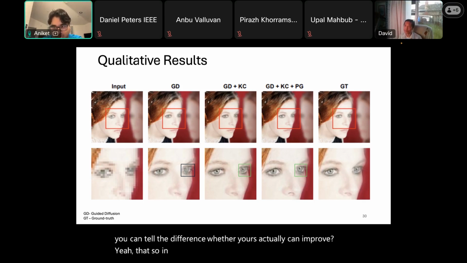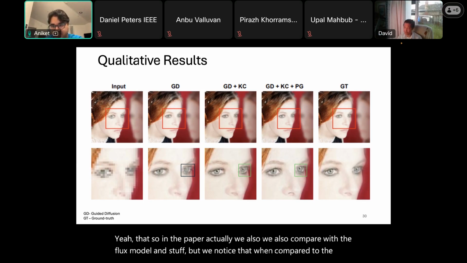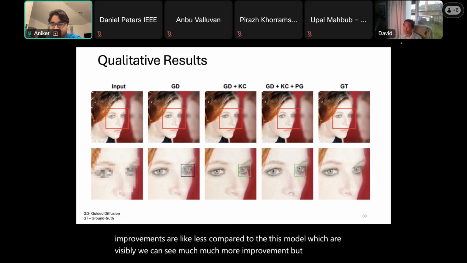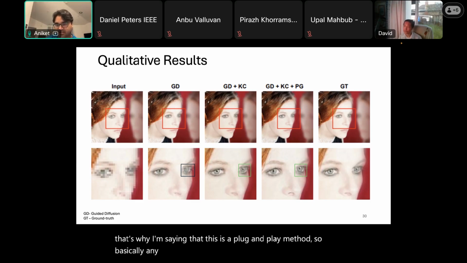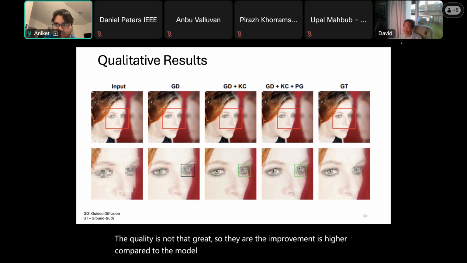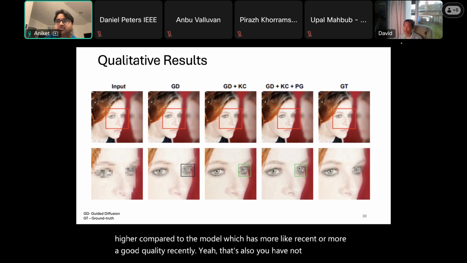Yeah. In the paper we also compare with the Flux model and others, but we noticed that compared to a model like guided diffusion, which is an earlier model, with newer models these improvements are less, whereas with earlier models you can visibly see much more improvement. That's why I'm saying this is a plug and play method. Any model it is applied to will improve. But if it is already a very good quality image model, the improvement is less compared to an earlier model whose quality is not that great. We also reported that in the paper.